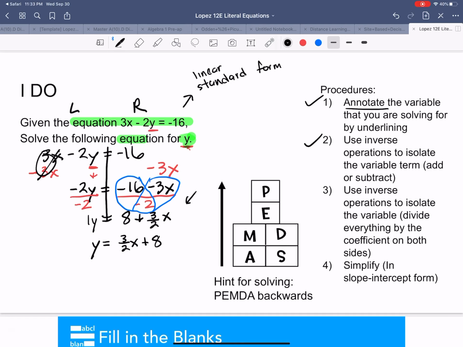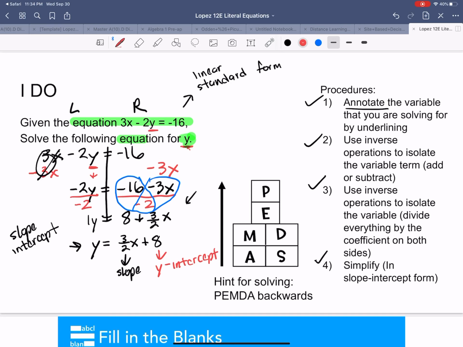Now from here, just as a side note, because this is going to come back in the future, remember that this now is in slope intercept form. Since it is in slope intercept form, you know two things. You know your slope, and you also know your y-intercept from here. And that's going to be helpful when you're solving and graphing these equations.